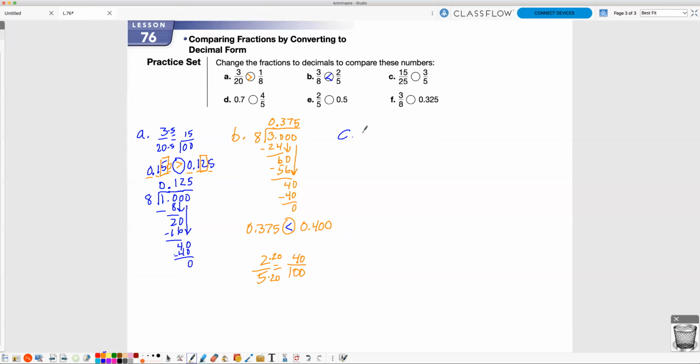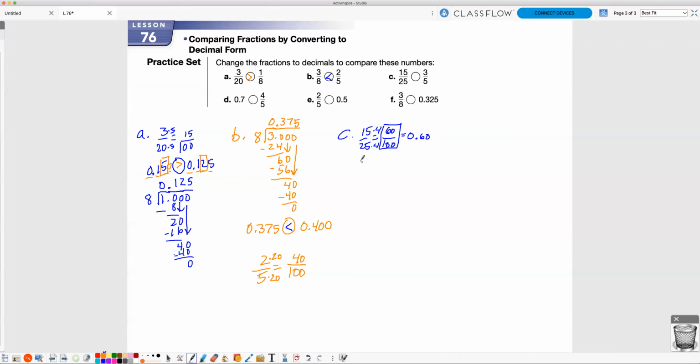If I have 15 25ths, just to start this off, I see that that one is going to be equal to 100 pretty easily. This one would be times 4. That means I have to multiply this times 4. 10 times 4 is 40. 20 is what the 5 times 4 is, and that would make 60. So that means that this is the same as 60 hundredths.